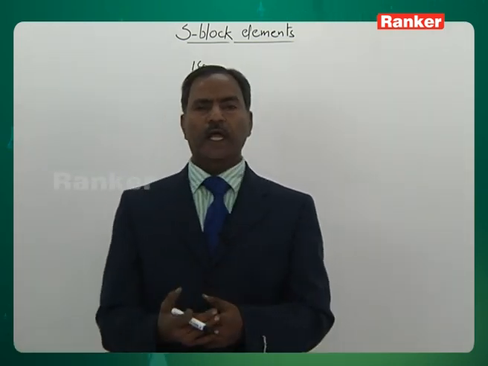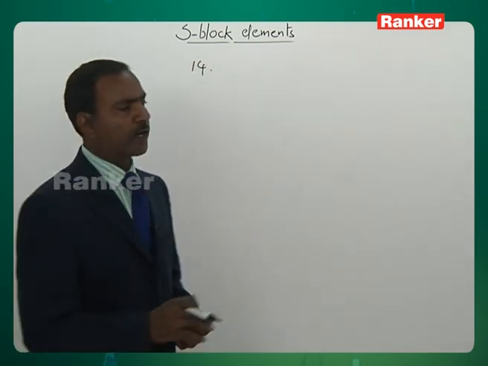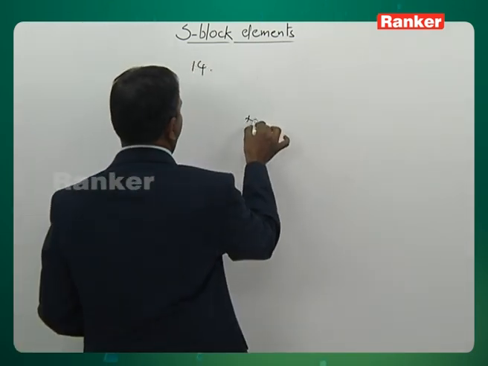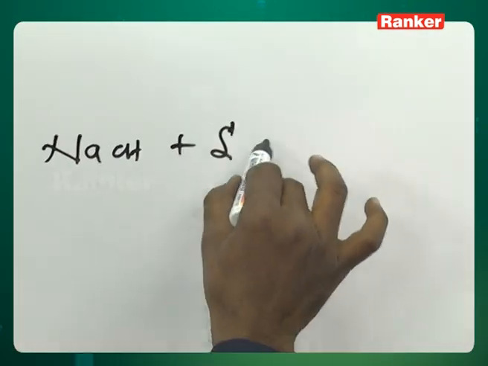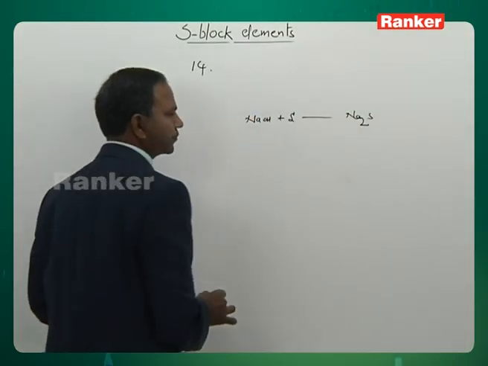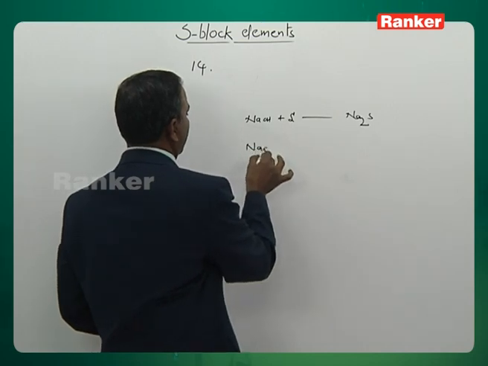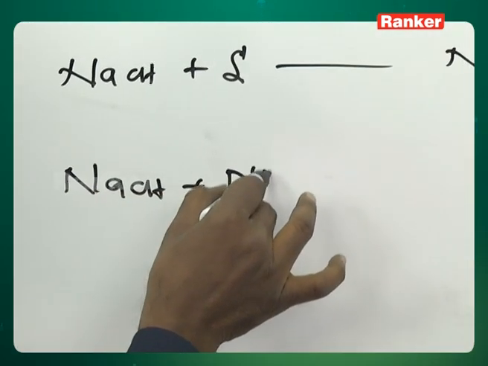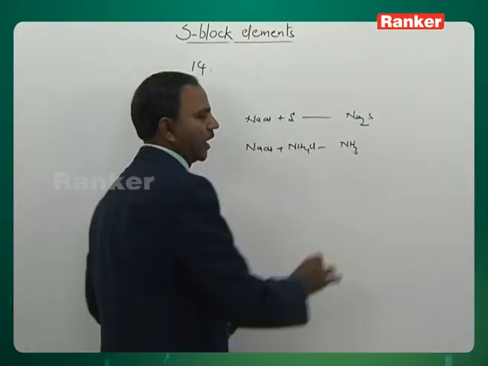Next, coming to ammonium chloride. Sodium hydroxide and ammonium chloride. Take sodium hydroxide plus sulfur, there is a possibility of formation of Na2S. And this sodium hydroxide with an ammonium salt, ammonium chloride, then the possibility is getting only ammonia gas.